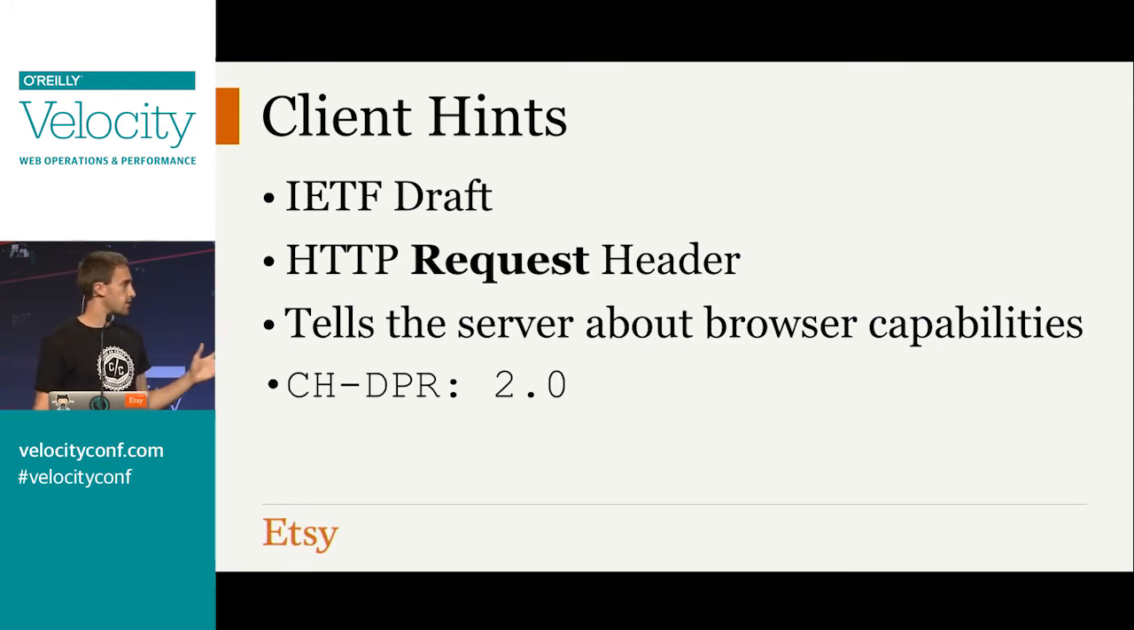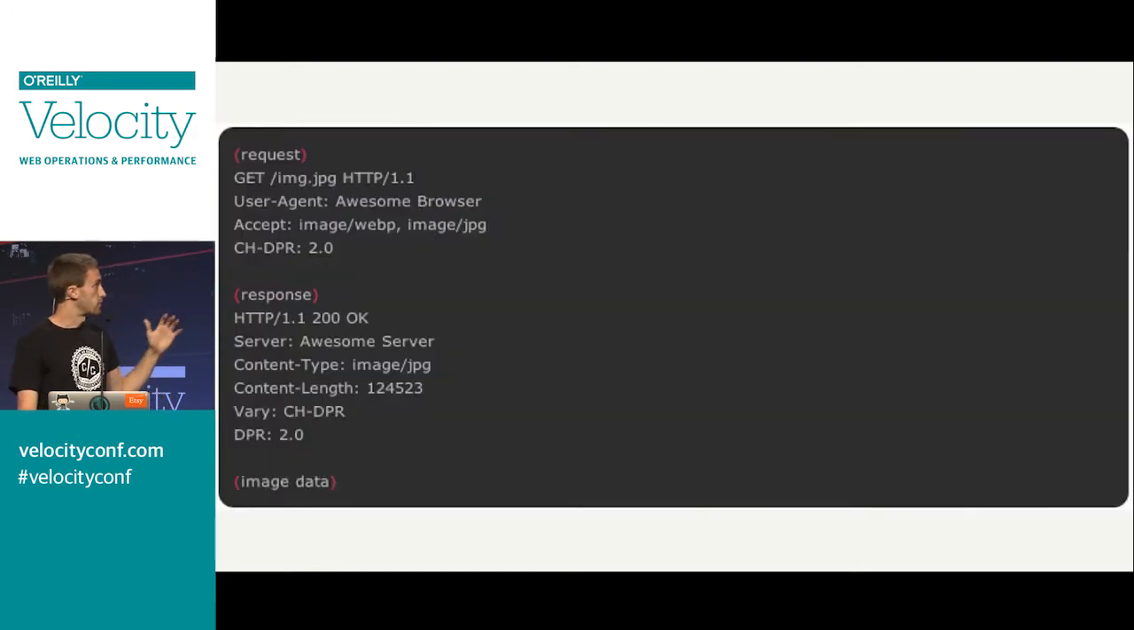So the idea here is to tell the server explicit details about what the browser capabilities are. A full request response cycle might look something like this. You have the typical GET. You can see that DPR 2.0 header in there. And then the response comes back with a 200, some server information, content length. And then most importantly, you can see this very CH-DPR header in the response. What this does is it tells any caches, whether that's a CDN or any other intermediary cache, to use this client hint header as part of the cache key.